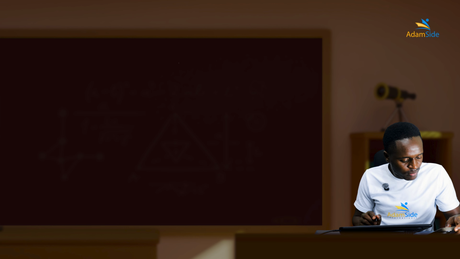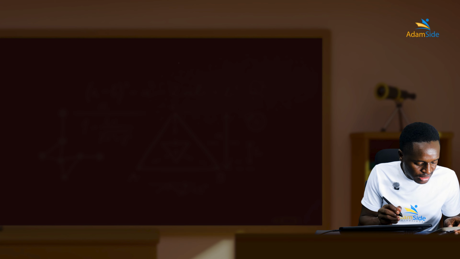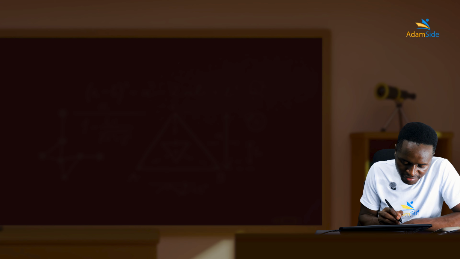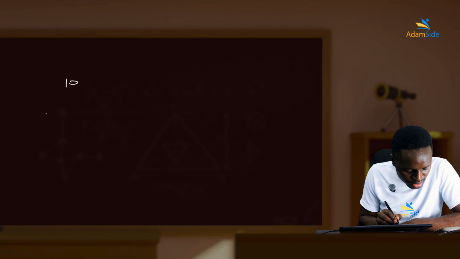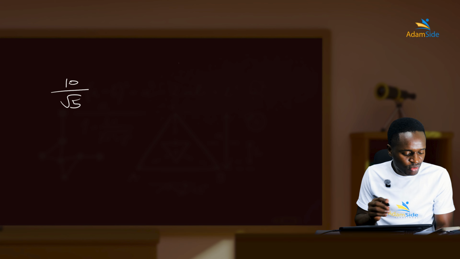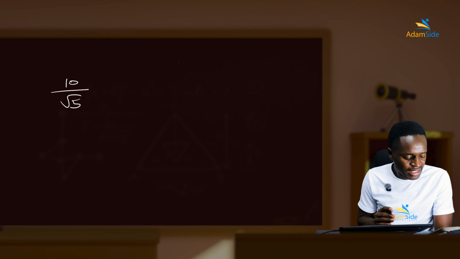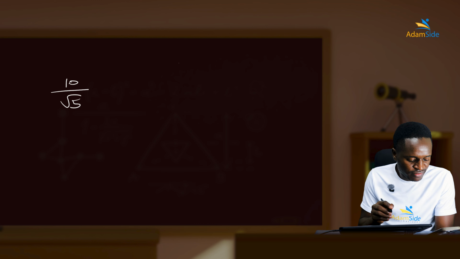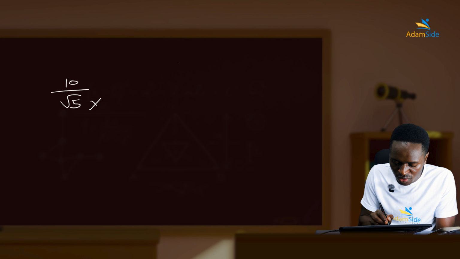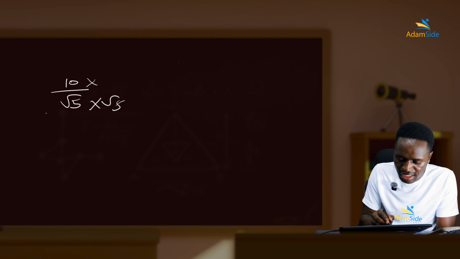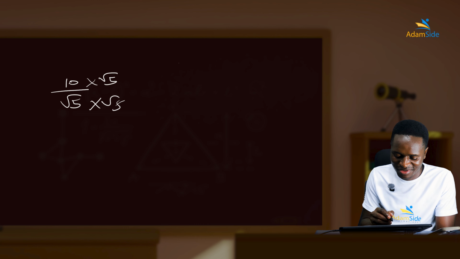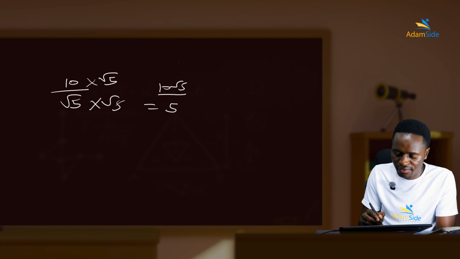Let's do another question. Today I will only do 5 questions. Rationalize the denominator of 10 over root 5. Give your answer in its simplest form. So multiply by root 5 at the denominator and root 5 at the numerator. Root 5 times root 5, you get 5. Then on top, you get 10 root 5. Then you can divide by 5, and 10 divided by 5 gives you 2.